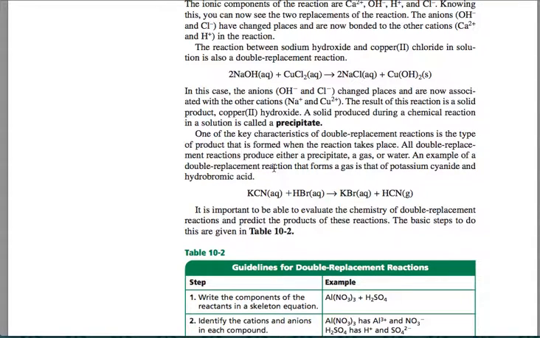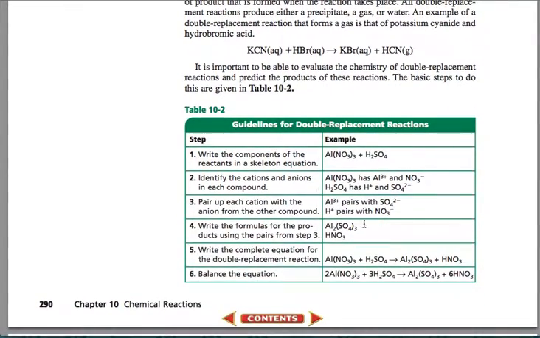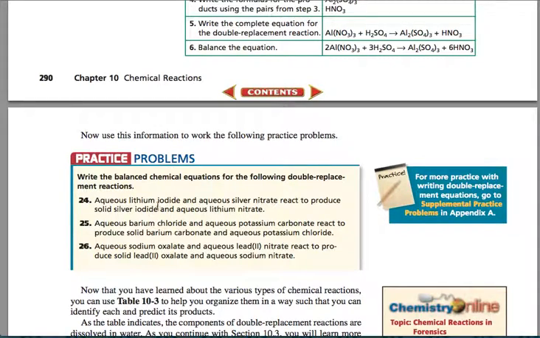An example of a double replacement reaction that forms a gas is that of potassium cyanide and hydrobromic acid. They react to produce an aqueous solution and a gas. It is important to be able to evaluate the chemistry of a double replacement reaction and predict the products. You have to be able to predict what's going to happen if you see two things coming together. The basic steps to do this are here in this table, which I'm going to let you look at on your own. Then you can do these practice problems.